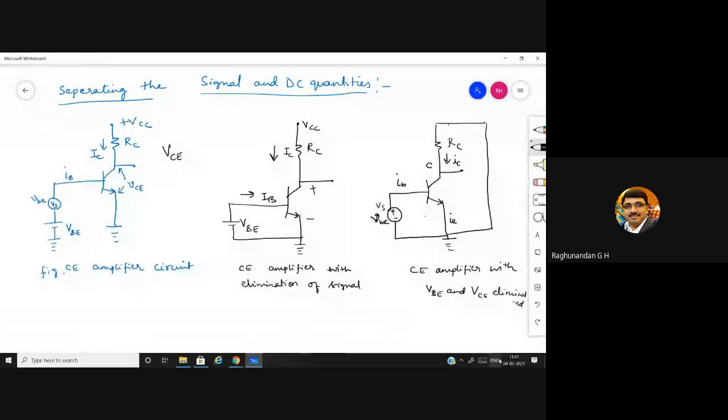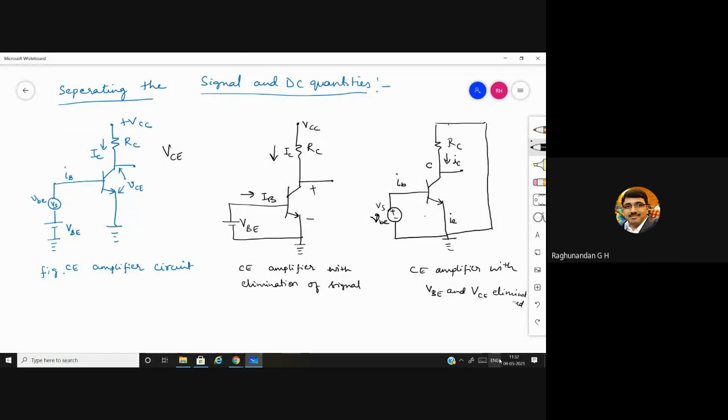In this AC analysis, we cannot predict the output because we are not sure where the Q point is, because the main source responsible for shifting the Q point is VCC. That itself is absent. So we don't know whether the transistor is operating in active region, cutoff region, or saturation. The only point we know is that it is in common emitter configuration. There might be a chance of it working in the active region, but we don't know it. So this is called AC analysis.